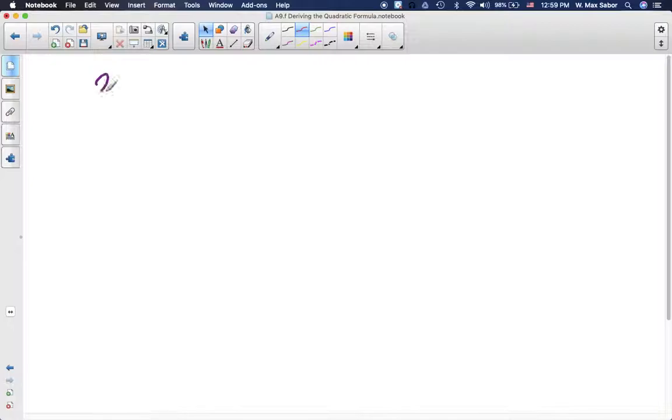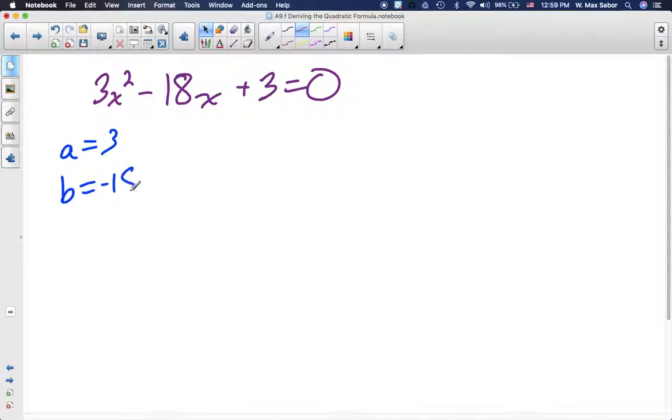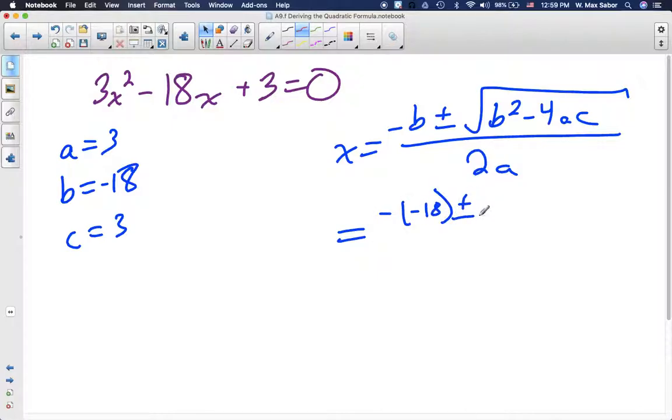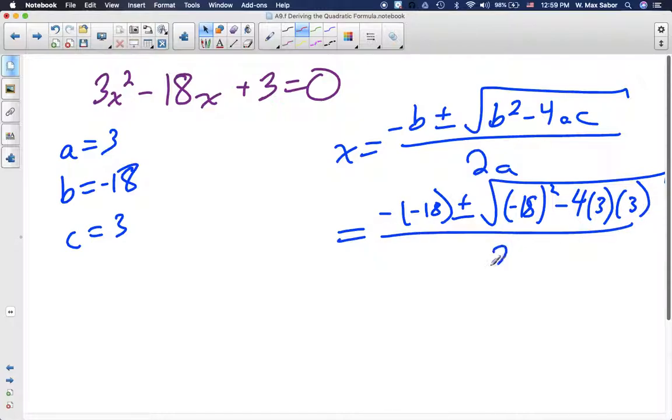Let's go with 3x squared minus 18x plus 3 equals 0. So here, a equals 3, b equals negative 18, c equals 3. X equals negative b plus or minus the square root of b squared minus 4ac all over 2a. So negative 18 plus or minus the square root of negative 18 squared minus 4 times 3 all over 2 times 3.